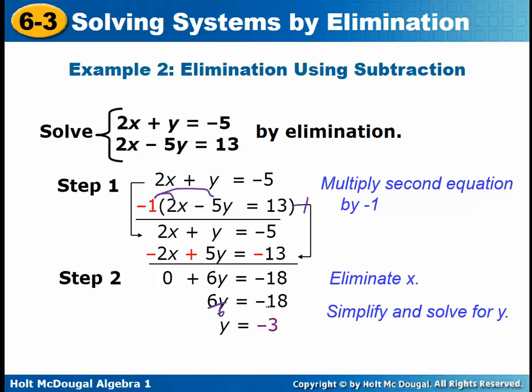Once you know what y is, you're going to plug it back into one of these equations in order to find x. And it looks like the top equation is going to be a little bit easier. So you'll write 2x plus y, but y is equal to negative 3. Let me simplify that a little bit. So 2x minus 3 is equal to negative 5.